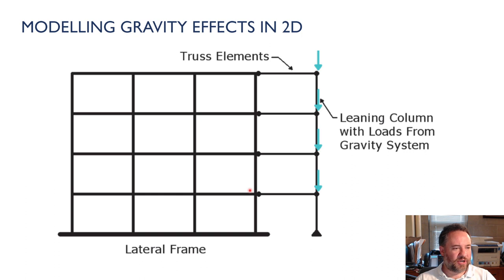Because the gravity frame, you know, I might have a braced frame on one edge of the building and then I have a gravity frame interior to that, but that gravity frame is not in line with the main seismic force resisting system that I want to model. So how do I take that into account? Because I must consider P delta effects. Well, one way to do that is to add what's called a leaning column.